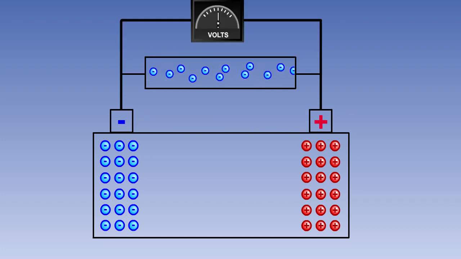By increasing the voltage, the flow of electrons increases past any point in a circuit, and decreasing the voltage decreases the flow.